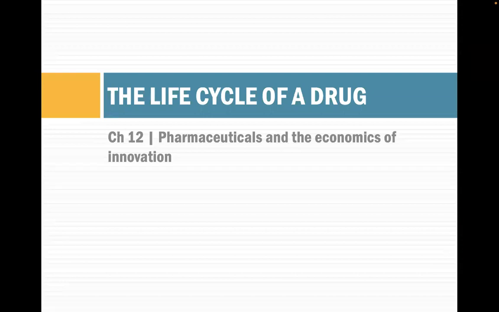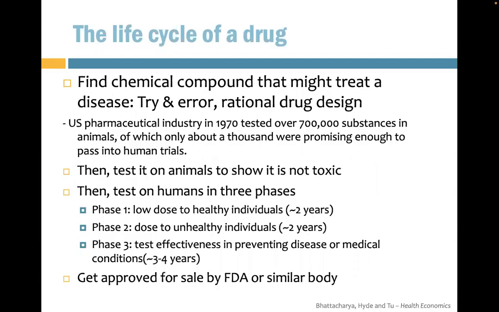Okay, so the life cycle of a drug: first, you have to find a chemical compound that might treat the disease. There is trial, there is error, and there is rational drug design. For example, the US pharmaceutical industry in 1970 tested over 700,000 substances in animals, of which only about 1,000 were promising enough to pass into human trials. So once you find a chemical, you test it on animals to show whether it is not toxic.